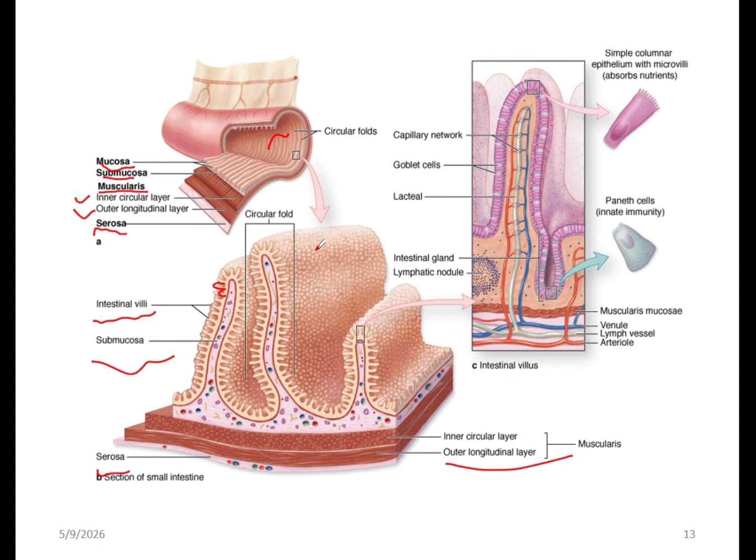In the villi, there is columnar epithelium with microvilli which absorb the nutrients. Its function is mainly the absorption of nutrients, right? Here a capillary network is also present, and goblet cells are also present. This is the lacteal. Intestinal gland and lymphatic nodule are also present. And this fold is known as the circular fold. This is the circular fold of the intestine, right?